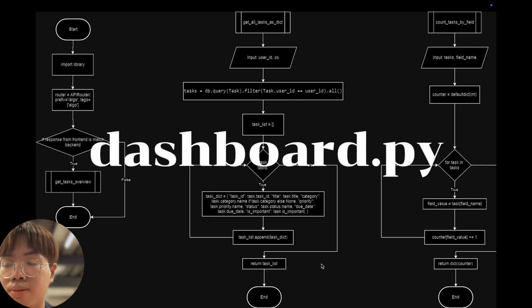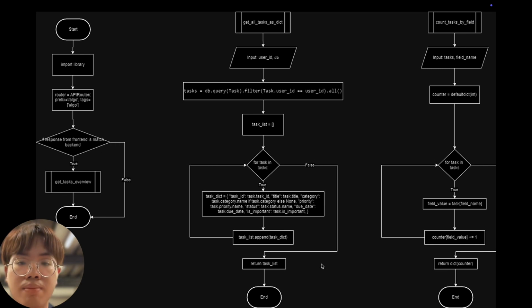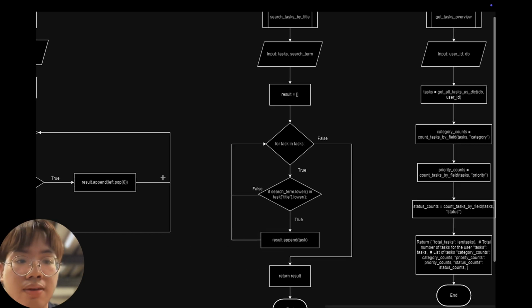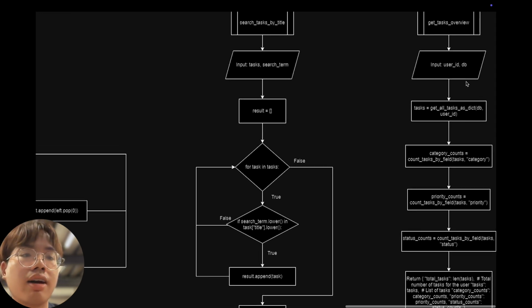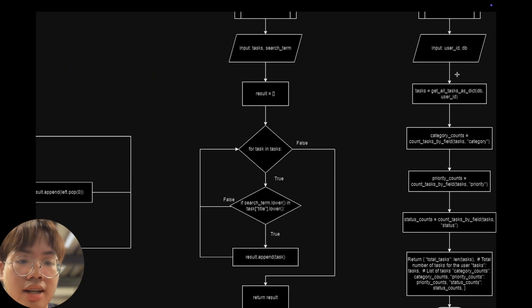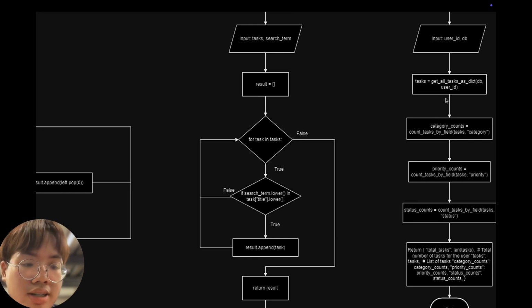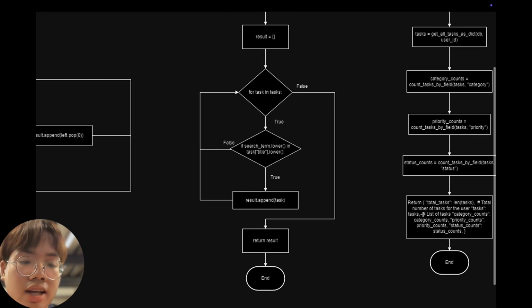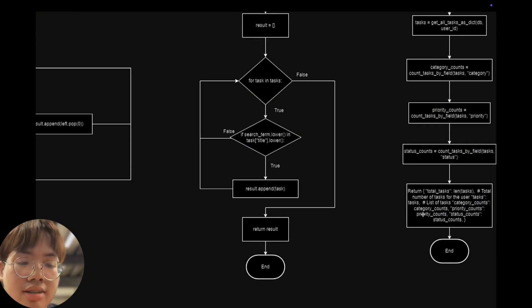So next is the dashboard Python file. We're starting with importing libraries, and then it sets up the API. If the request from the front end is matched with the backend, it will call the get task overview function. In the get task overview function, first it will set up the parameters as a user ID and the database, and next it will insert the data into the task, category, priorities, and status counts. After that, it will return the total tasks and the task list as categories, priorities, and status.